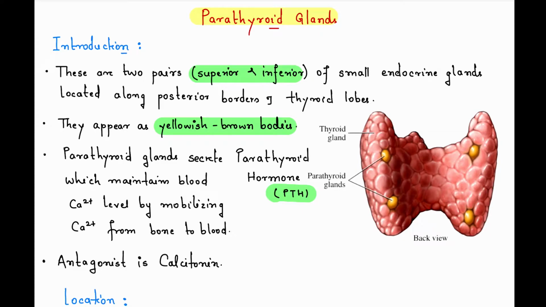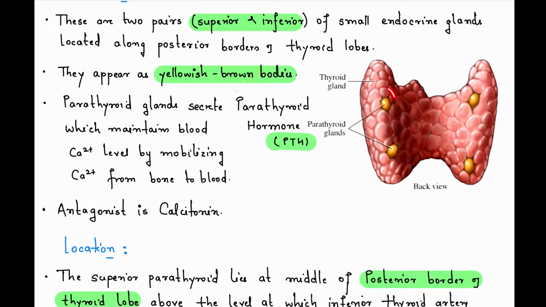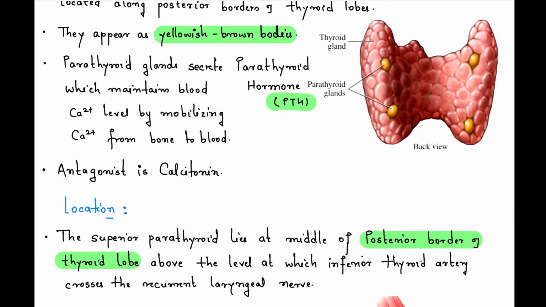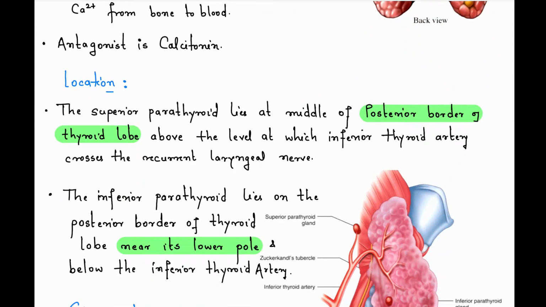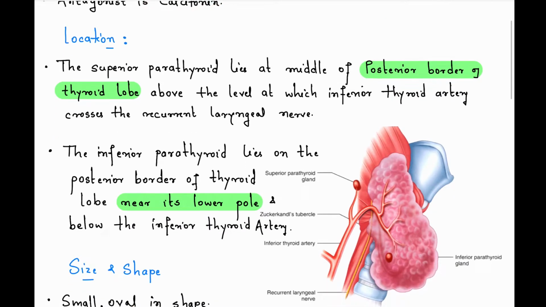So starting with the introduction, these are two pairs, the superior pair and the inferior pair, right? They are yellowish brown bodies. You can see here. They secrete PTH, parathyroid hormone, that maintains the calcium level. They mobilize calcium into blood from bone, right? They are antagonists to calcitonin. This is secreted by thyroid gland.